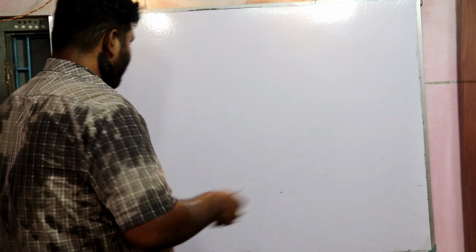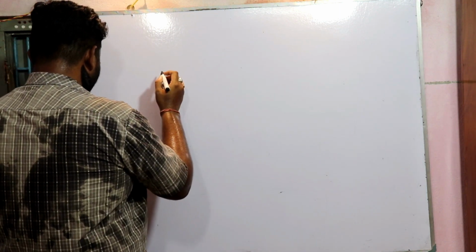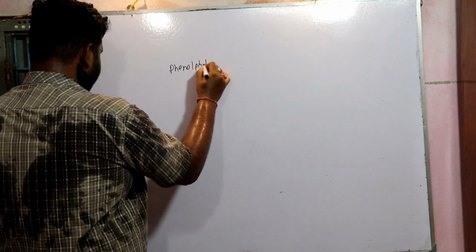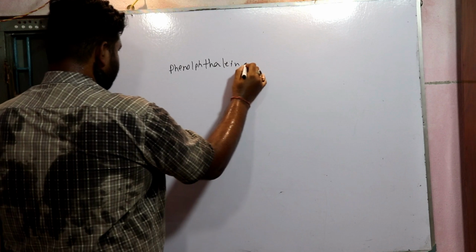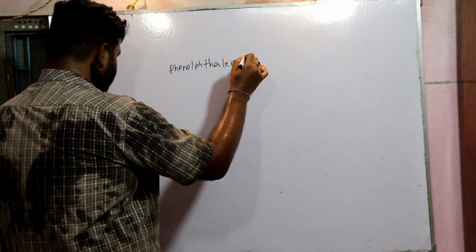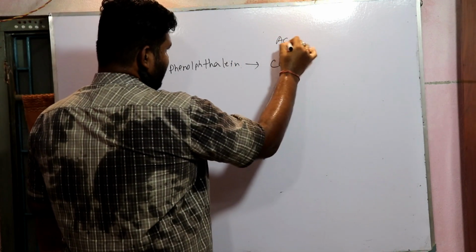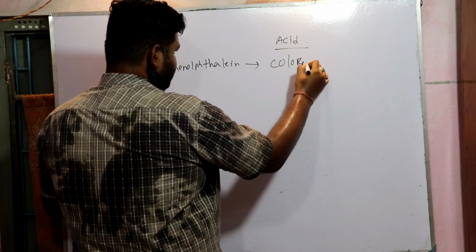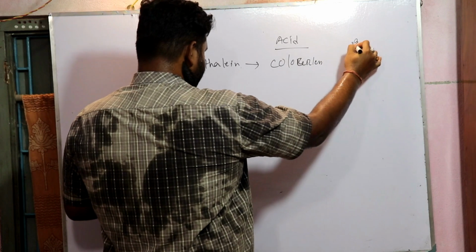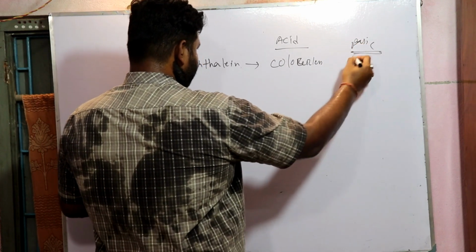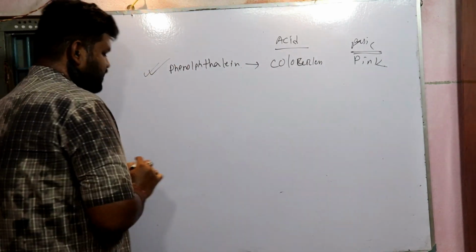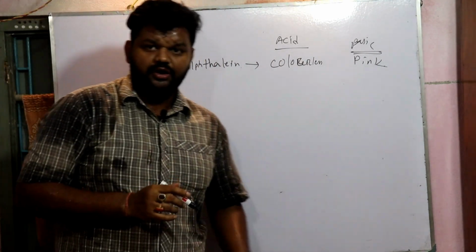So students, right now you got the chart, and just see one thing. Suppose you got phenolphthalein. In acidic solution, this is colorless, but in basic solution, this is pink in color. A very interesting observation you can see in the laboratory also.